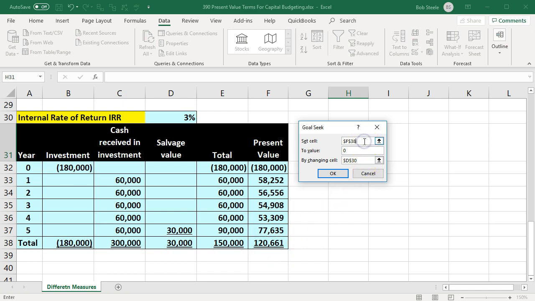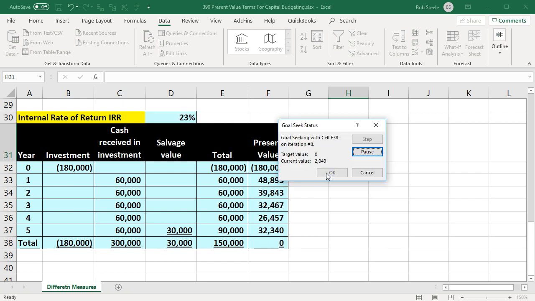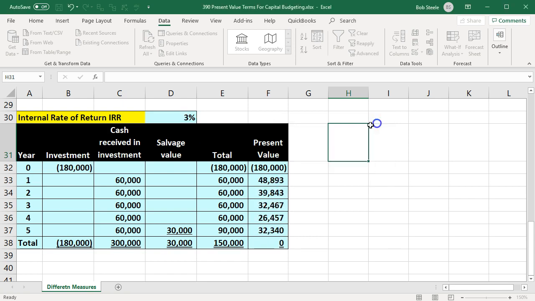So once again, we're saying, hey, Excel, set this cell down here to make it 0 by changing this cell up here. Change the percent to whatever you can. Just keep testing things until that turns out to be 0. Okay. So if we do that, we're at 23%.